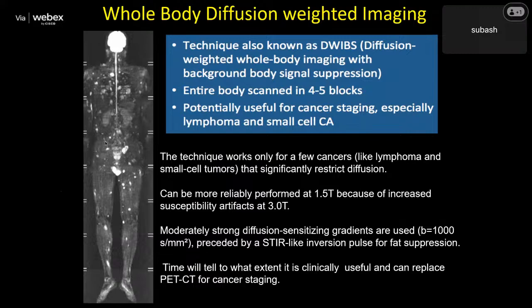This is again not so common, but people are developing this technique so that you don't need to expose the patient to the nuclear isotope or the PET radiopharmaceuticals. So this is another area where it is gaining a lot of importance.